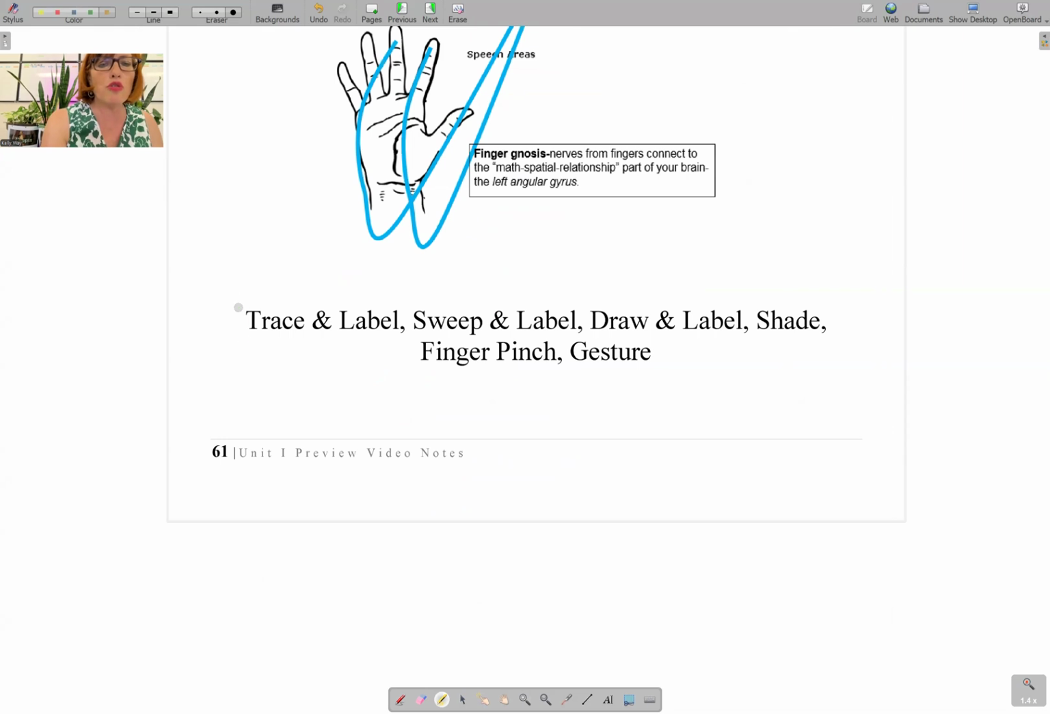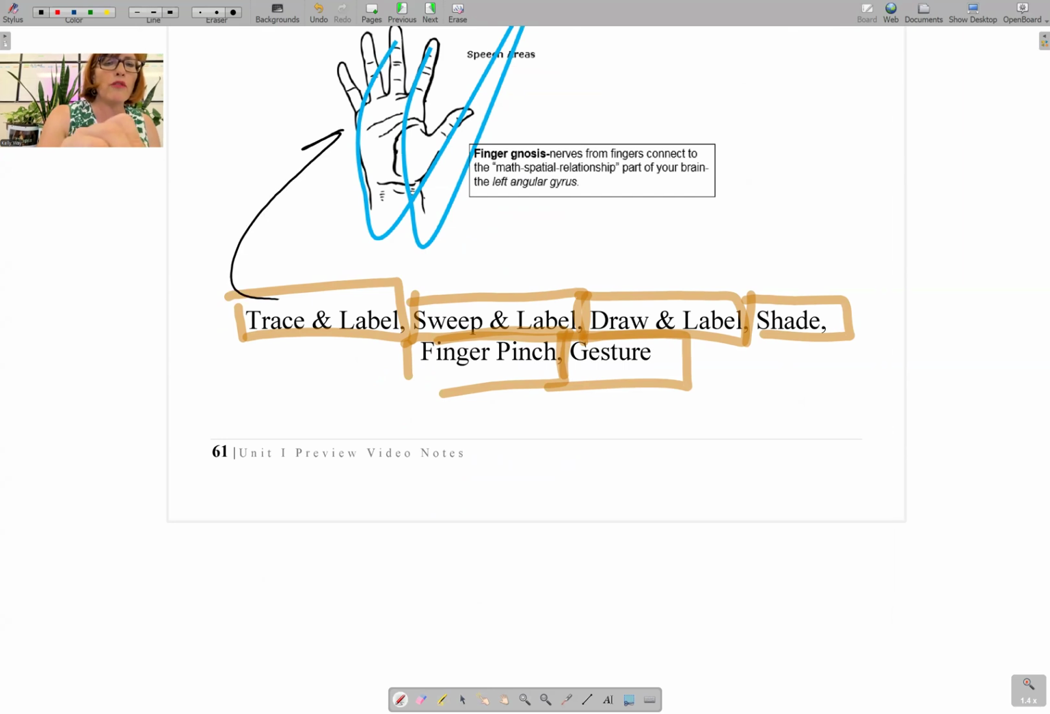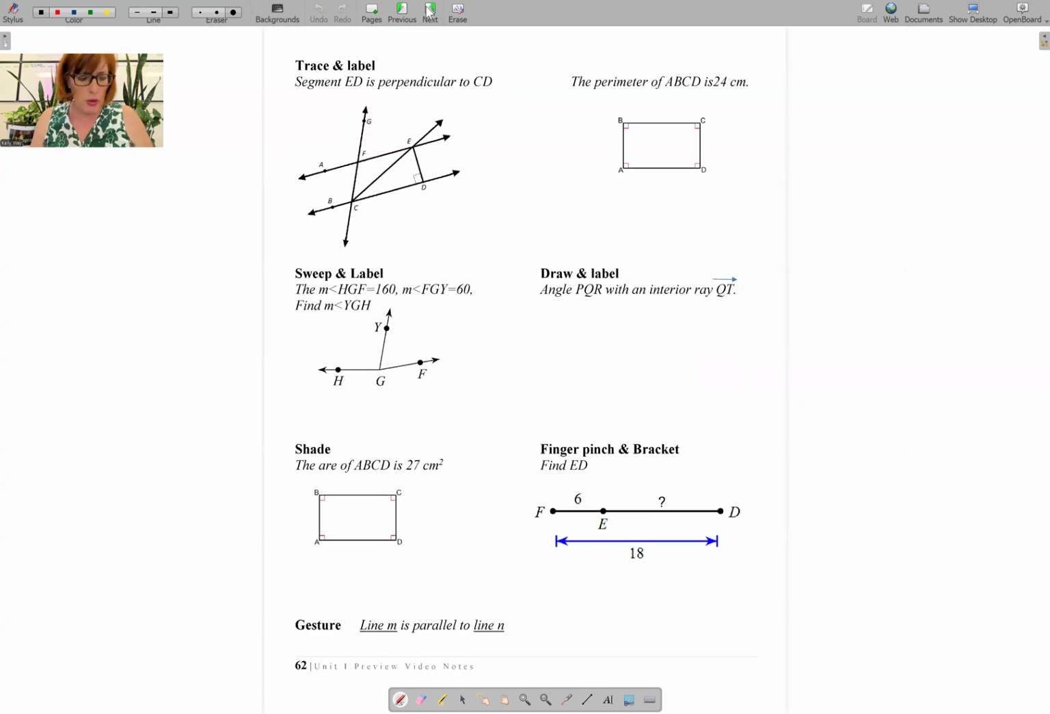I'm going to ask you to trace and label stuff, sweep and label stuff, draw and label stuff, shade, finger pinch, and gesture. All of these are cues related to the motion of your fingers and your hands. All of this is in an effort to get you to comprehend geometric relationships. These tactics also will come in very handy for your physics class as well. Let me give you a demonstration for each of these, what I mean.